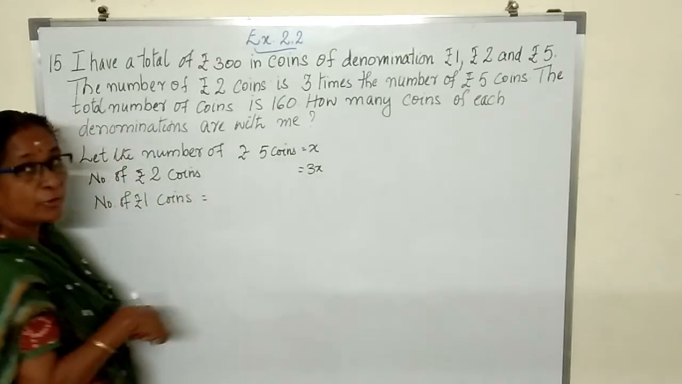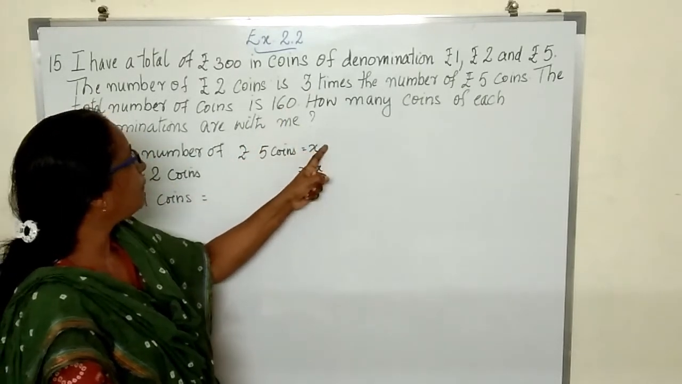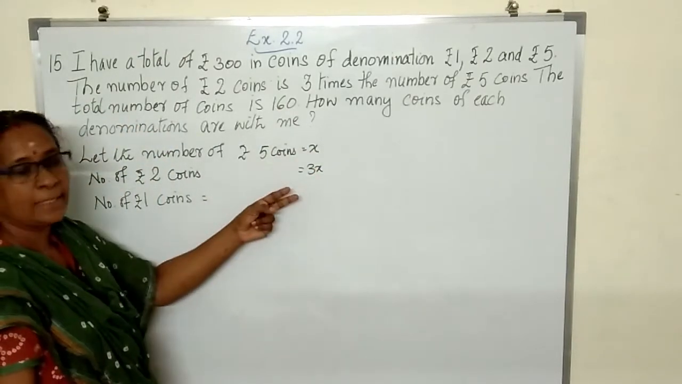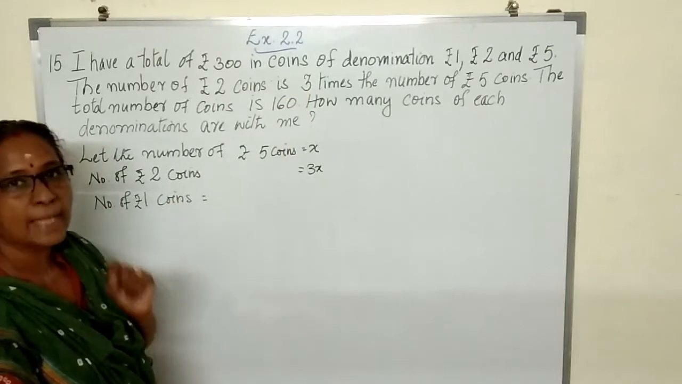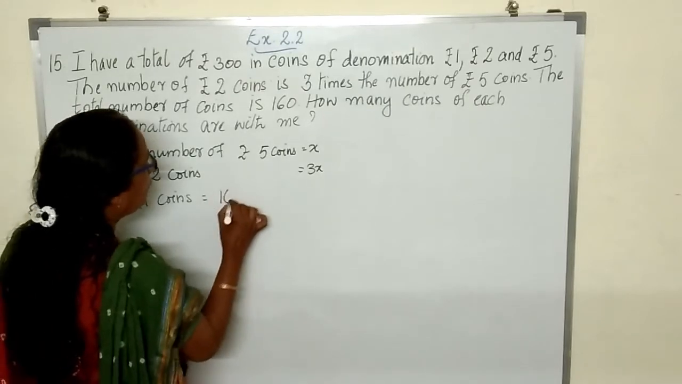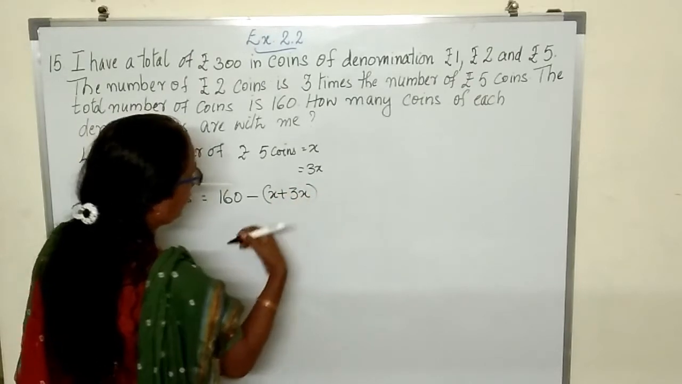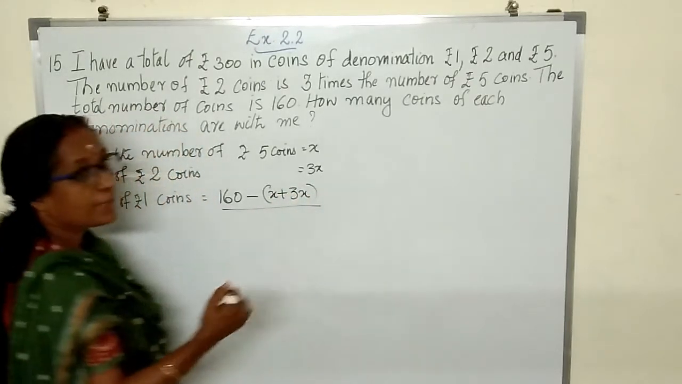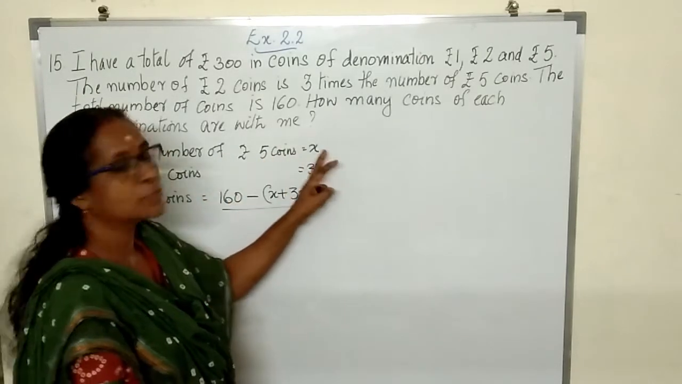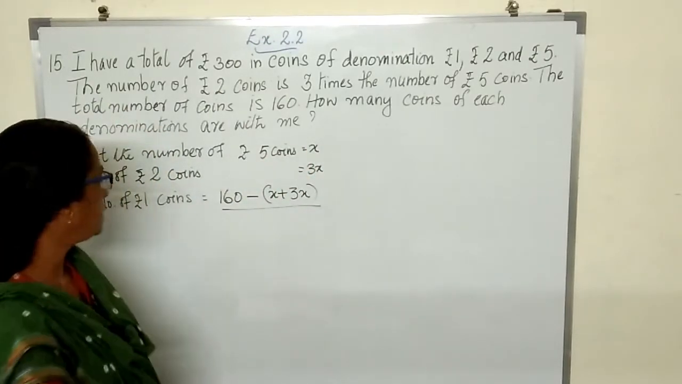Total number of coins are 160. We know how many 5 rupee coins are there and how many 2 rupee coins are there. So if you add it and subtract from 160, that many 1 rupee coins will be there. So number of 1 rupee coins is equal to 160 minus x plus 3x. Okay. Now if we count the amount, if you have x coins of 5 rupees, what will be the amount?